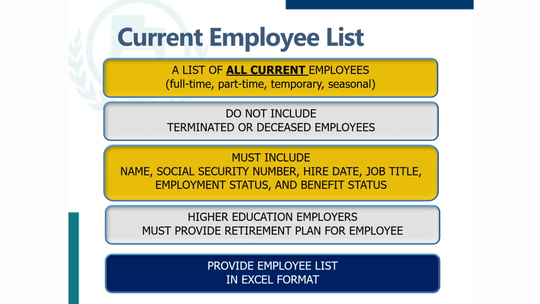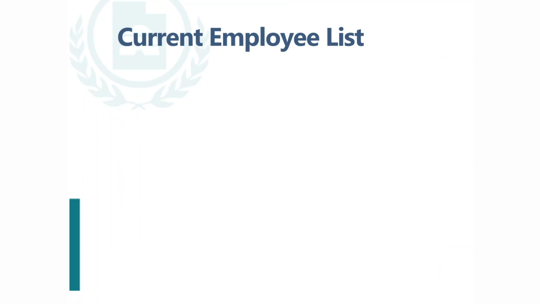We ask that you provide the list to us in an Excel format. When we receive this list, we do a lot of work with it in order to complete your compliance review. So we need to be able to sort that employee list by the job classification. Then we sort that list in multiple ways. So please always provide your employee list in an Excel format for us.